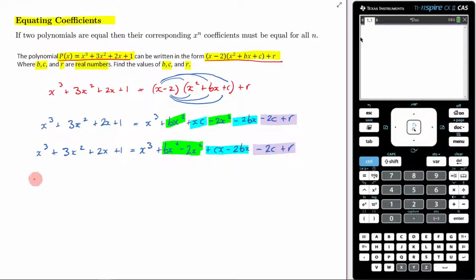Next, let's rewrite it again. x cubed plus 3x squared plus 2x plus 1 is equal to x cubed. What I can do with this is take out the common factor of x squared here, which means I'm going to end up with b minus 2 times x squared. Do you see how that works? Because now if I was to expand this out, I would end up with that. So I've just taken out that common factor of x squared. And I can do the same here.